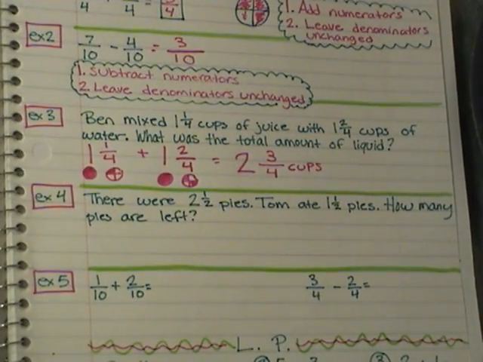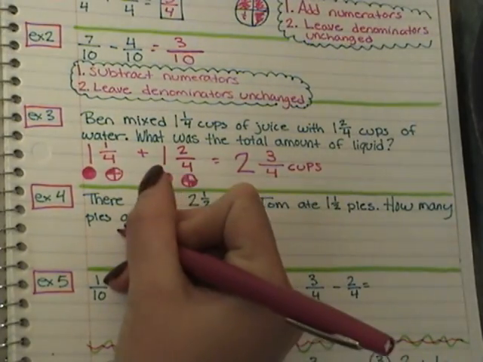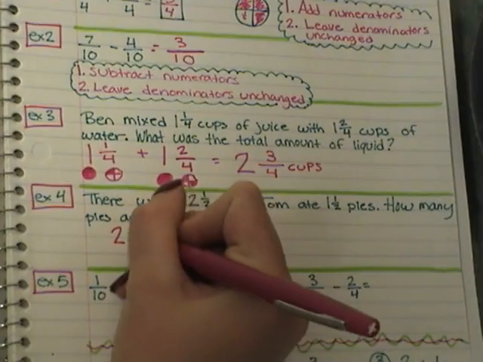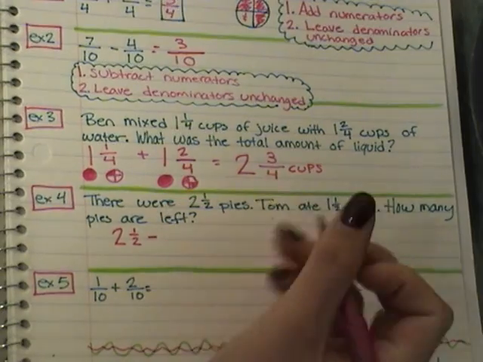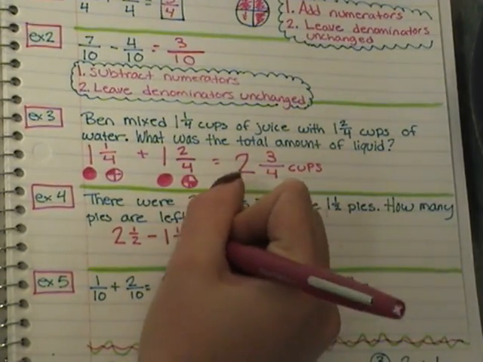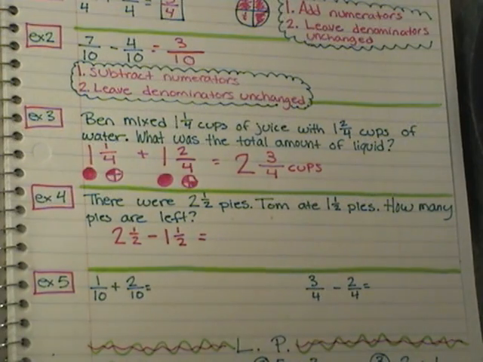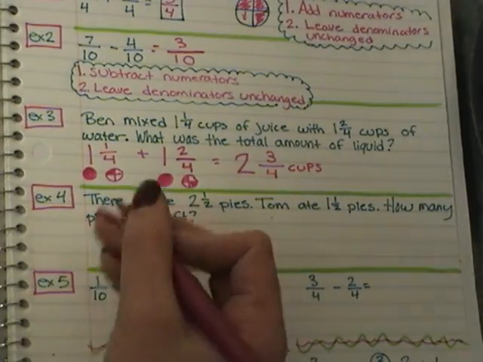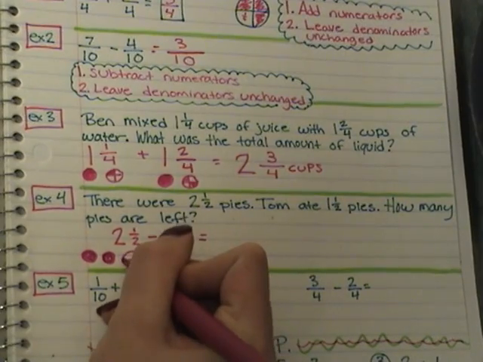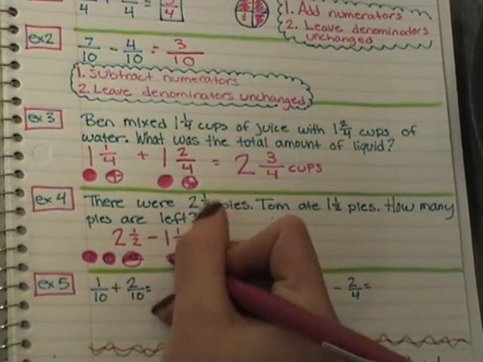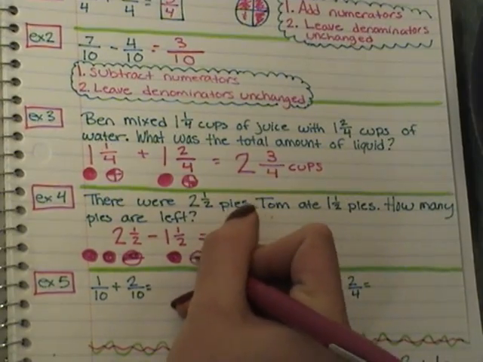All right, there were 2½ pies. Tom ate 1½ pies. How many pies are left? So I'm going to write my problem, 2½ pies, and he ate, so we're taking away, so we're subtracting 1½ pies. We want to know what is left. Again, I like to do my whole numbers first, and if you want to draw a picture underneath, you can. So this would be 2 and then a half. This would be 1 and then a half.